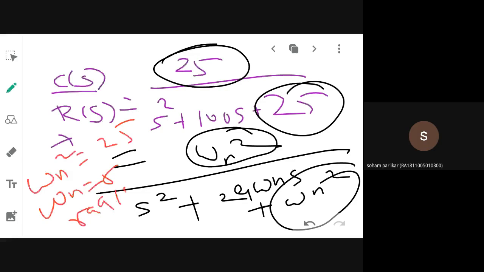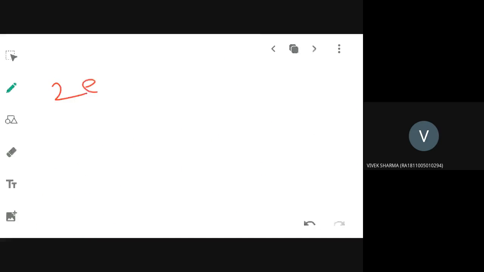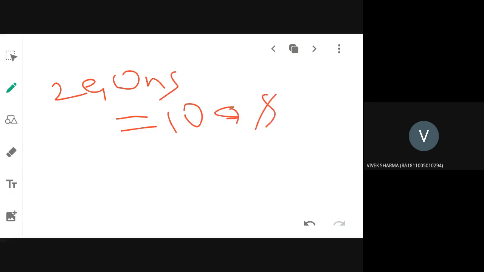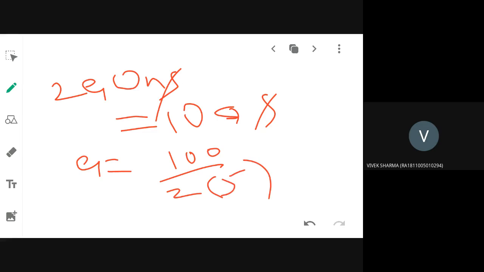What about zeta? 10. Yes, this one you will equate to 100 s. So 2 zeta omega n s is equal to 100 s. The s will get cancelled. You want the zeta value, so 100 divided by 2 omega n, which you have just found out. So 100 divided by 10. So zeta will be equivalent to 10.